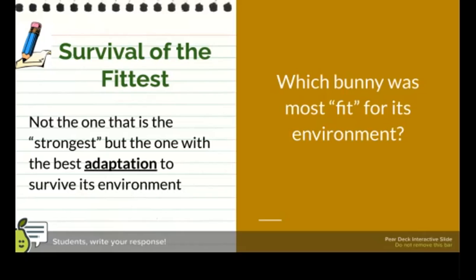So when we hear the word fit, we think of somebody who works out and eats well and can run a bunch. Survival of the fittest is not necessarily the strongest one, but it's the one with the best adaptation or the trait that helps it to survive its environment.